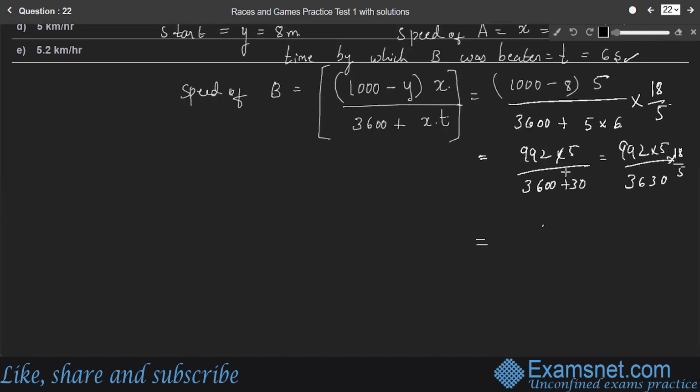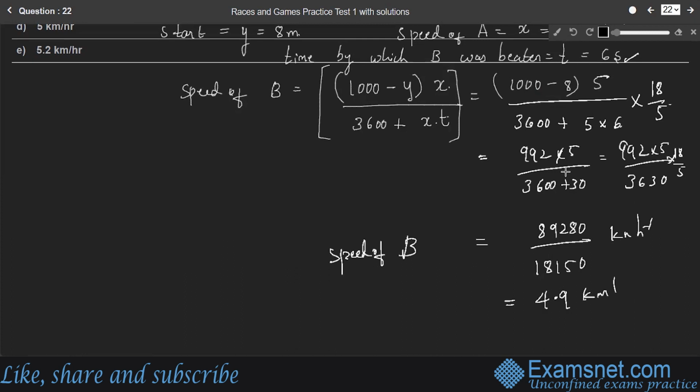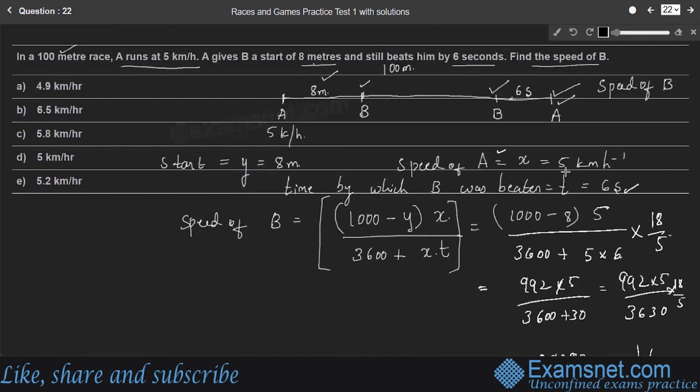So finally you will get 89,280 divided by 18,150 kilometers per hour as the final answer, which is the speed of B. You can still simplify it. You will get 4.9 kilometers per hour as the final answer. The speed of B is 4.9 kilometers per hour. Option A is the right answer.